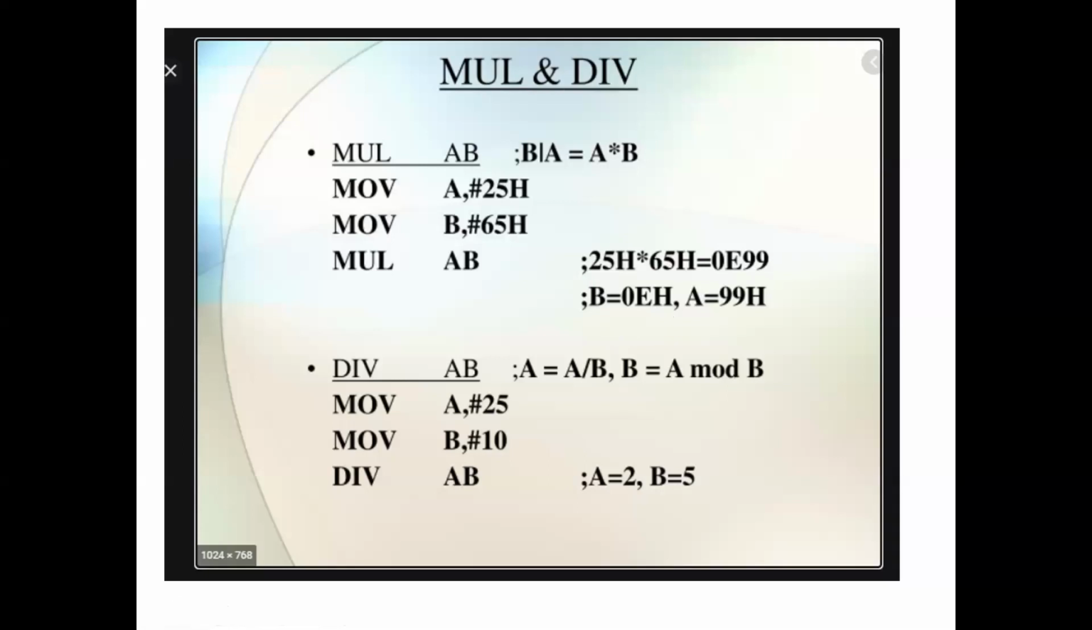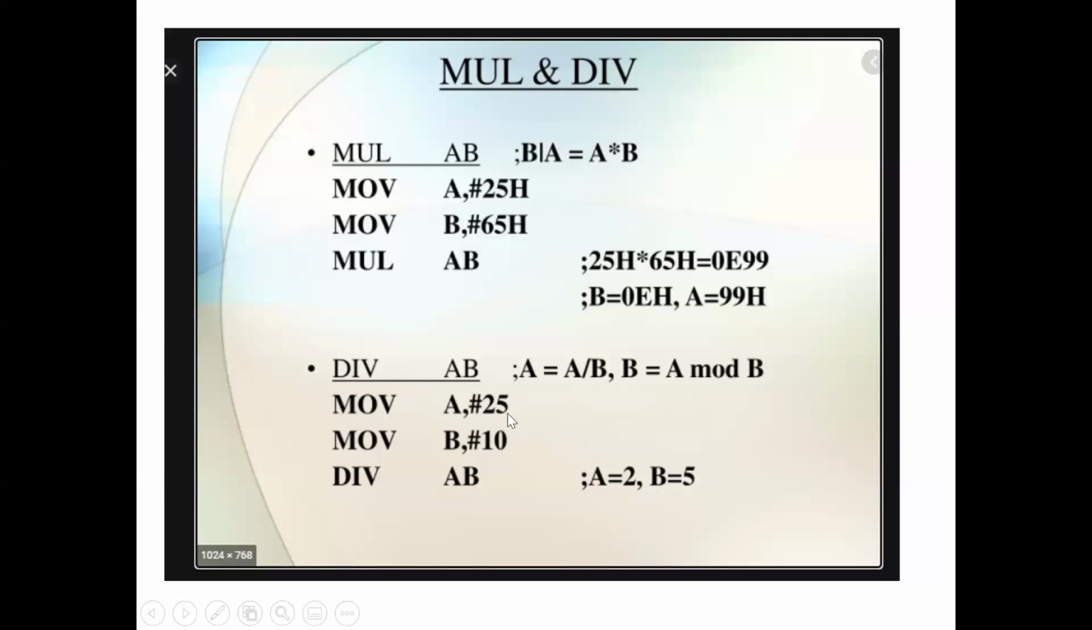But here a very popular instruction is there, MUL AB, multiply A into B. So the lower order byte will be stored in the accumulator, 99, and the higher order byte will be stored in B, 0E. One of the students had asked, ma'am, how do I calculate my remainder? Very simple, DIV AB, A by B. Are you clear?